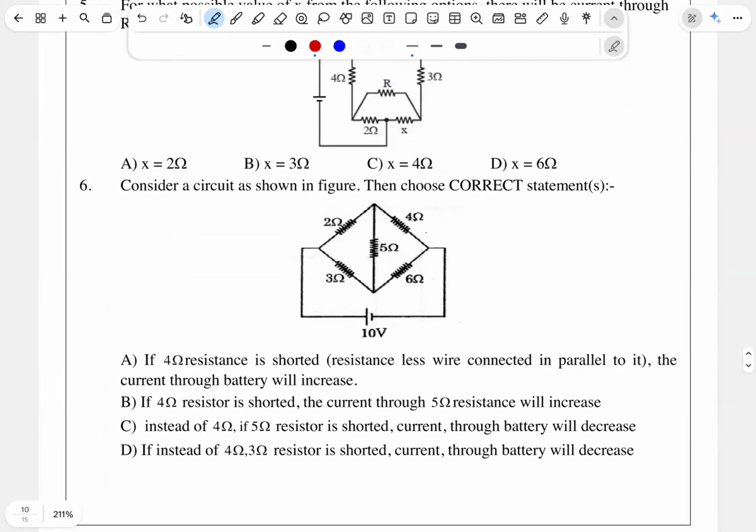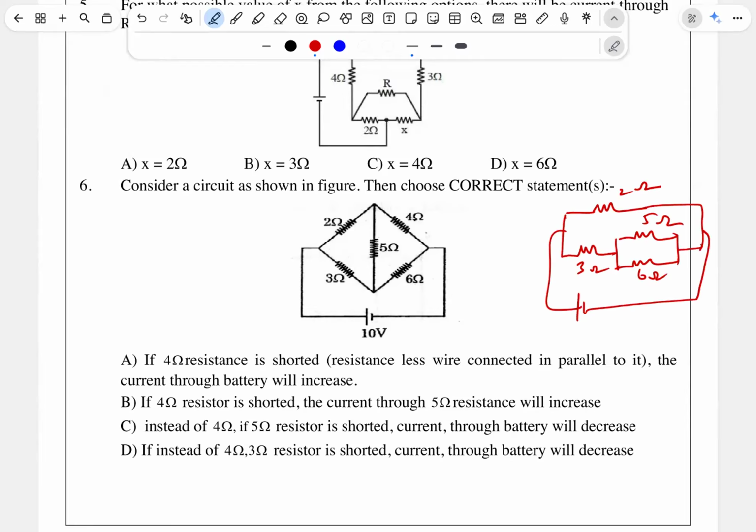What is your doubt in the 6th question? 4 ohm is shorted. If 4 ohm is shorted, what will happen? The circuit is 2 ohm, 3 ohm, 5 ohm, 6 ohm. That is the circuit. Next option. Option A is this.